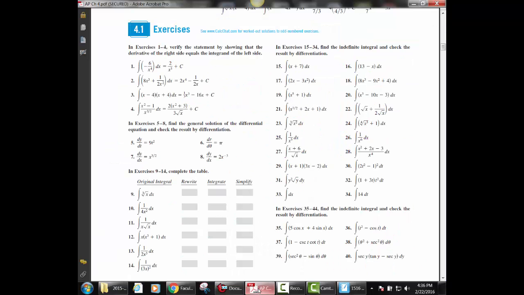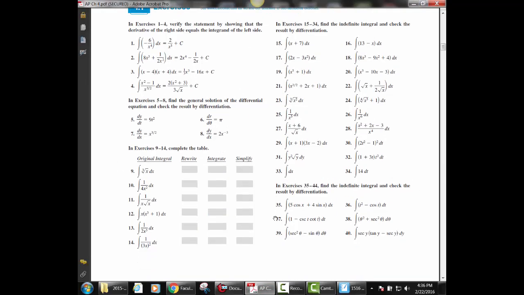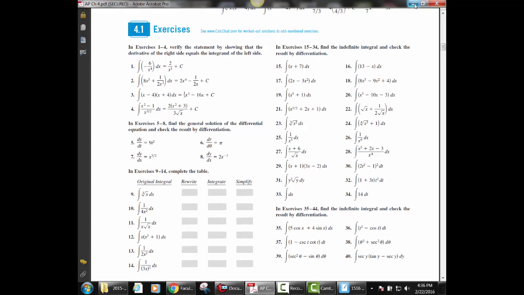So in number, wrong book. There you go. Don't need this book, do we? Number 38. Oh, also the wrong book.